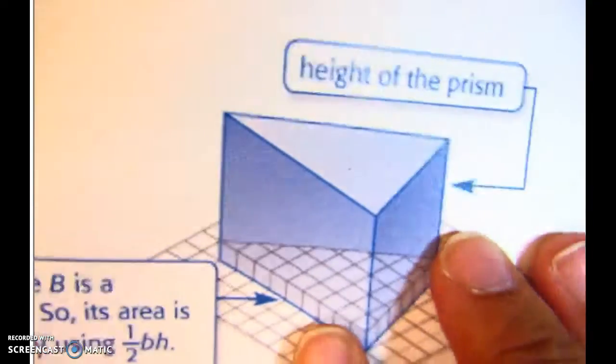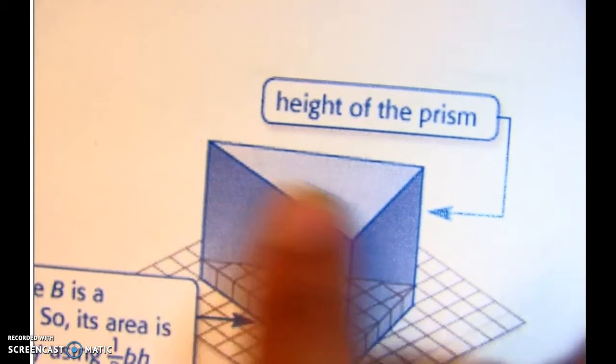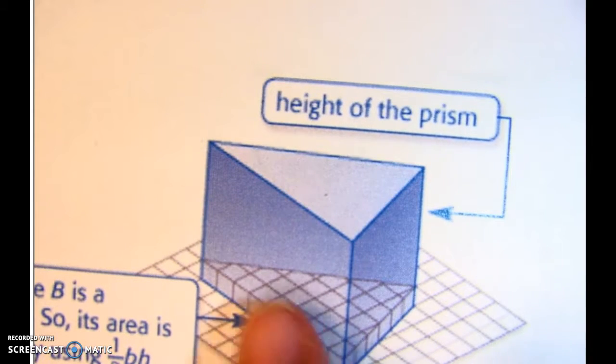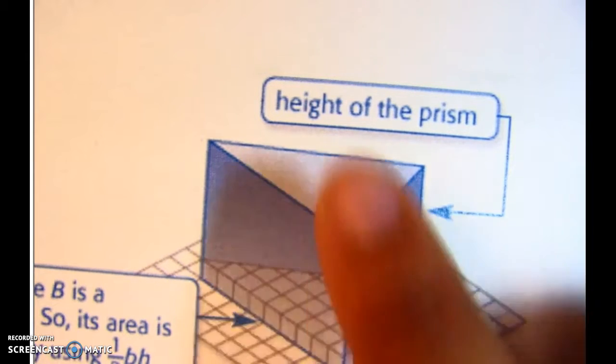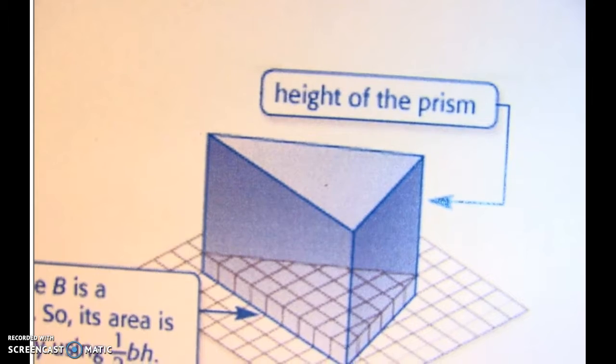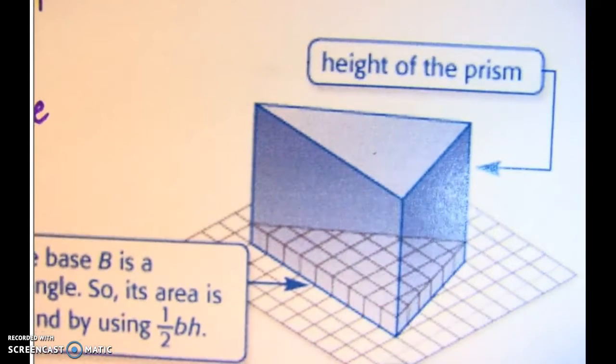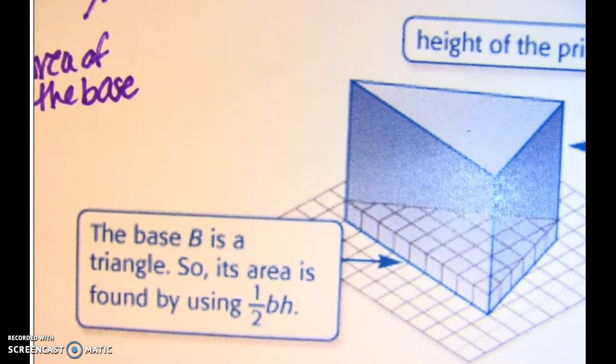So I'm talking about the base, I'm talking about these faces, like this is a triangular face, this is a triangular face, and I have rectangles going around. So it's a triangular prism. I need to find the area of this and then multiply it times the height of the prism.